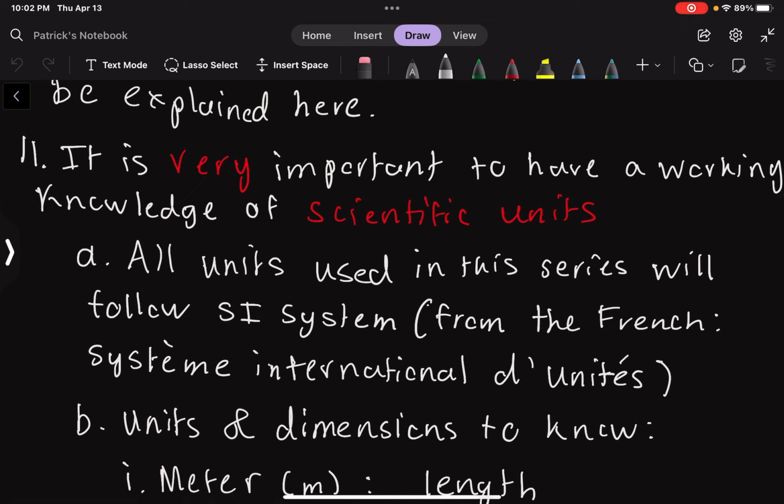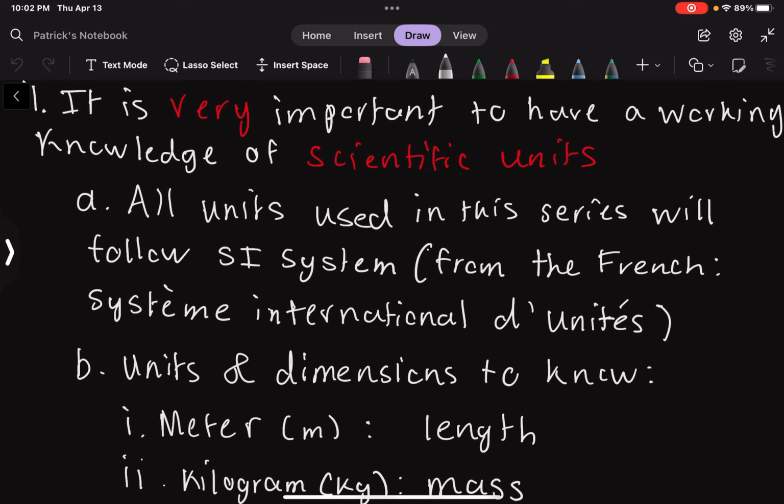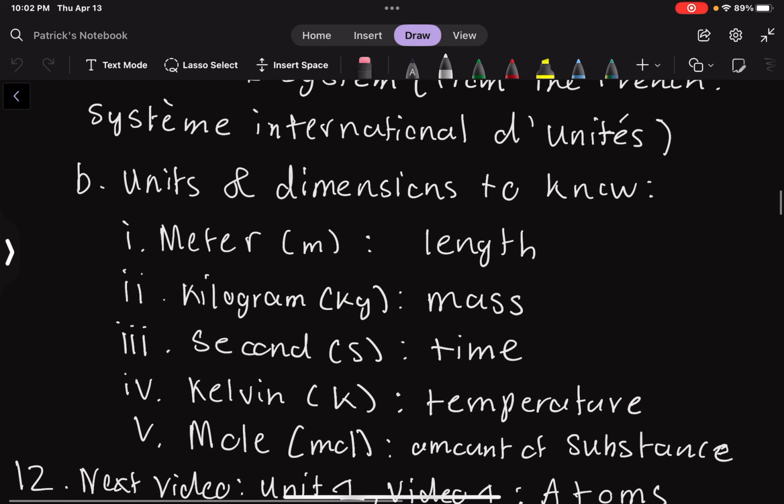Before studying general chemistry, or really any branch of science, it is very important to have a working knowledge of scientific units. All the units that will be encountered in this series will follow the SI system, or the International System of Units. Some useful units to know from the SI system along with their dimensions are listed here. First, we have the meter, abbreviated M, which represents the dimension of length. Then we have the kilogram, or kg, representing mass, the second, or S, representing time, the Kelvin, or K, representing temperature, and finally the mole, or MOL, representing the amount of substance present.